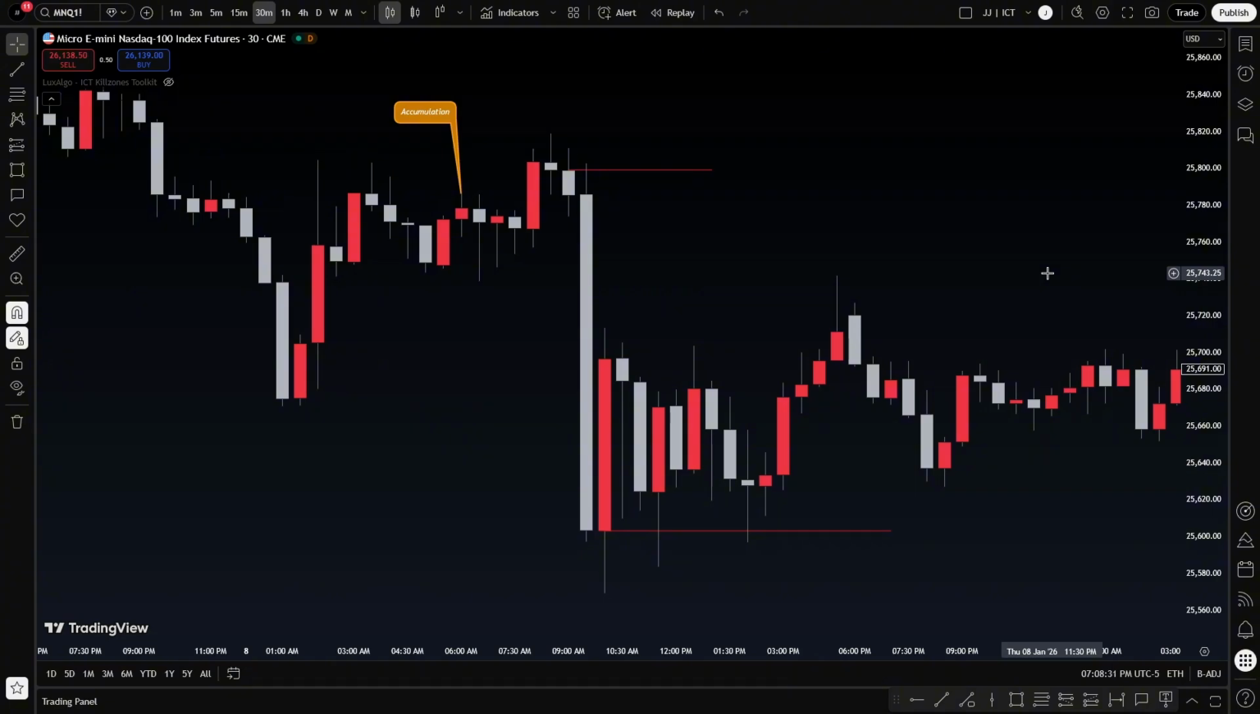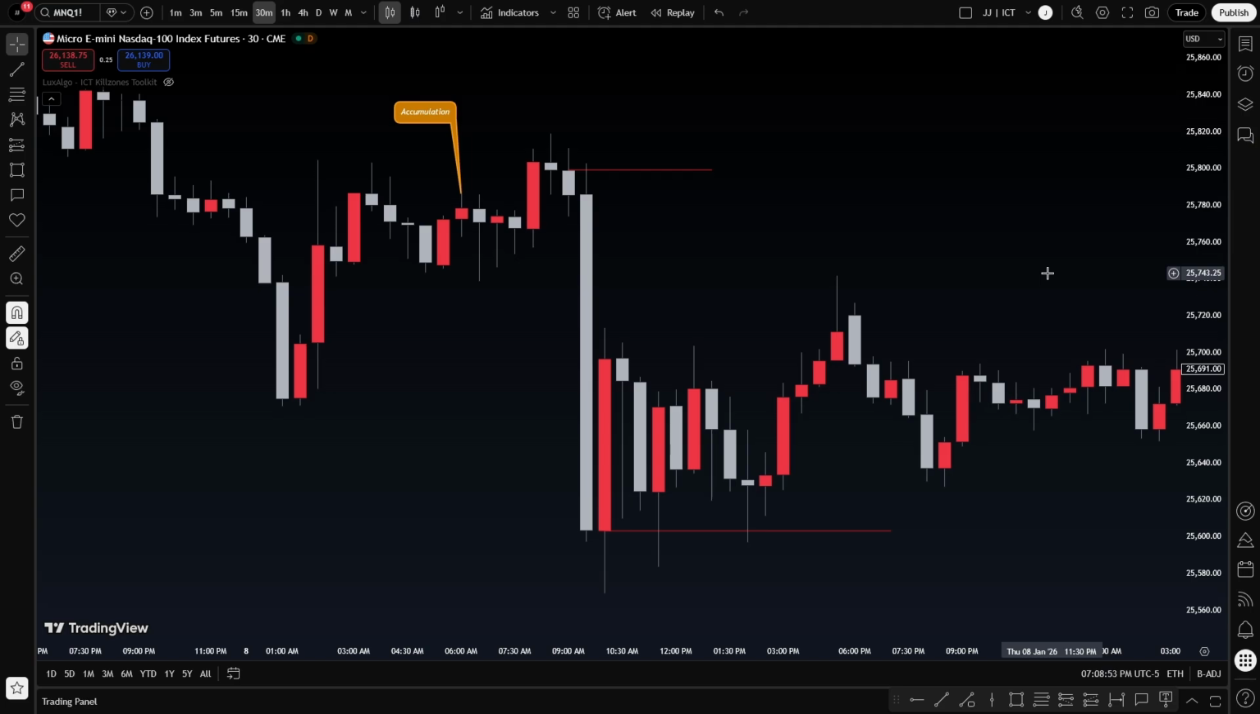ICT may say it's a PD array, but don't. Especially on the lower time frames. If you're doing swing trading, maybe. Maybe. But on the lower time frames, 15-second, 1 minute, 5 minute, don't even try it. I'm not even saying this from experience. I just know you will get tore up. Okay, so just listen to me on that one.